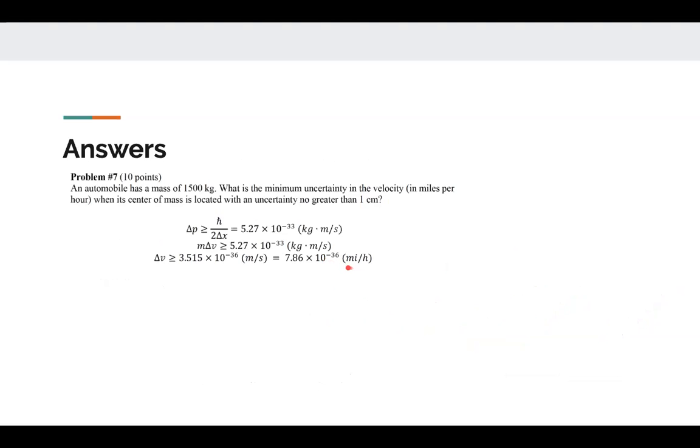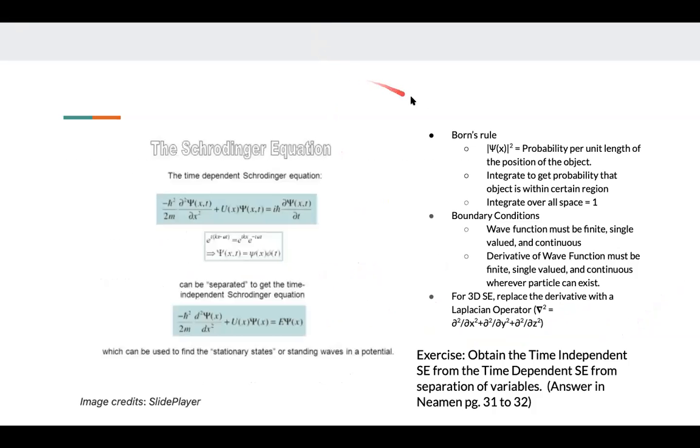It looks like a good amount of you have also completed the problem. So this is in miles per hour. In meters per second, yes, you are correct: 3.515 times 10 to the negative 36 meters per second. All right, Cody, do you want to take this one? Yes, I will take this one.